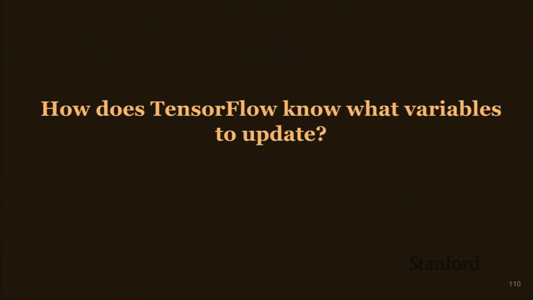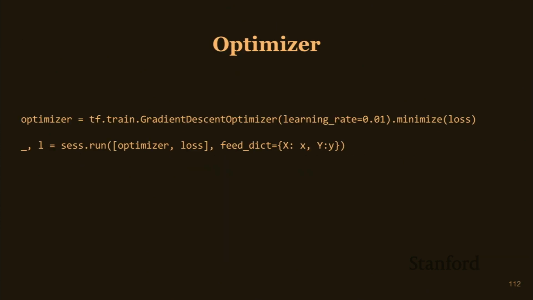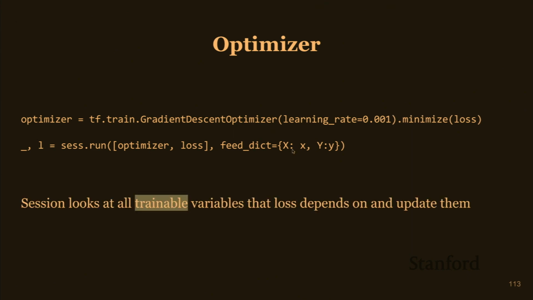Somebody just asked how TensorFlow knows what variables to update, so we go over optimizers. When you declare something like this, you tell TensorFlow what kind of update rule we want and what our goal is, and in practice we usually use minimization. You execute the optimizer, and you can feed in the data if you need to. The session will look at the trainable variables that the loss depends on, so it will only update variables that you want to be trained.